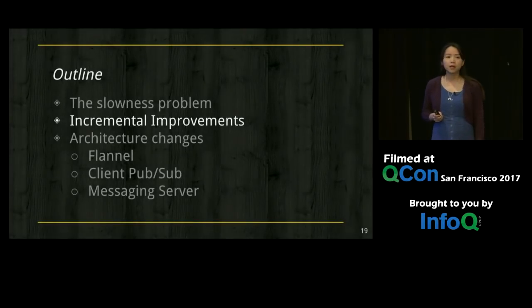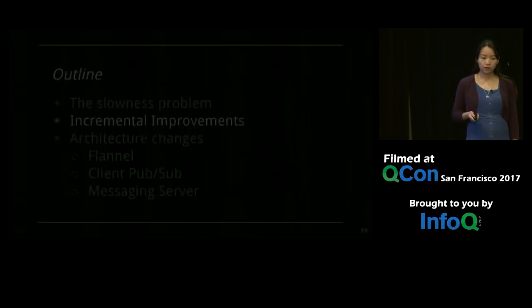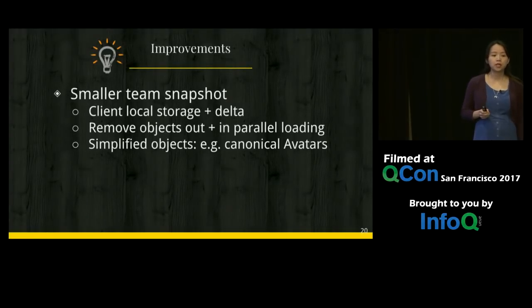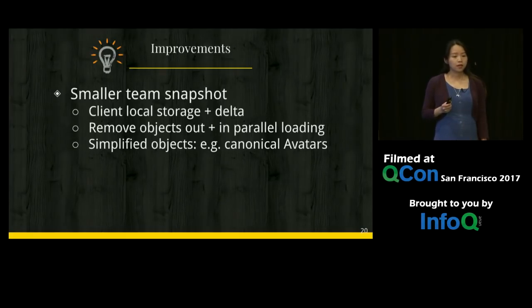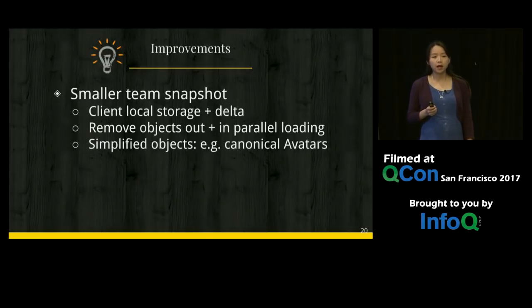We were aware of this problem, so we did a bunch of incremental improvements. First, we reduced the initial team payload from 3 different aspects. Client stores a timestamp of the objects so that the server only needs to send a delta of those if they are updated since last time. We removed certain objects out, like IMs that are not currently open. The idea is to establish a WebSocket connection as fast as possible. Then those data can be loaded in parallel while the WebSocket connection is made.